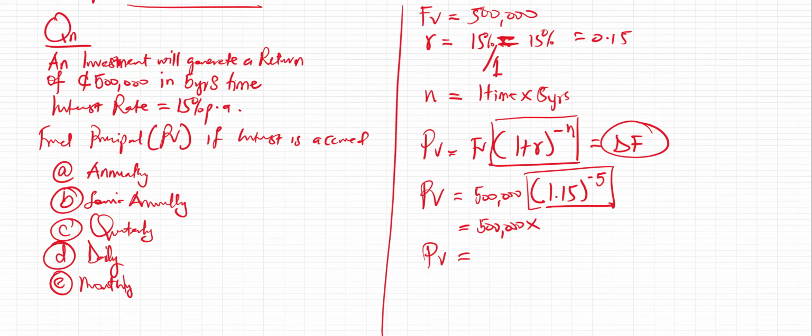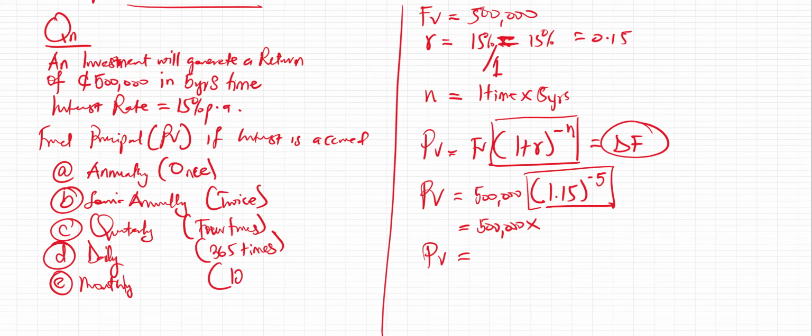Annually, we compound interest only once. That is why it's only one time. Semi-annually, interest will be computed twice. Quarterly, interest will be computed 4 times. Daily, 365 times. Monthly, interest will be computed what? 12 times. So it's the same thing that you're using to multiply the period.